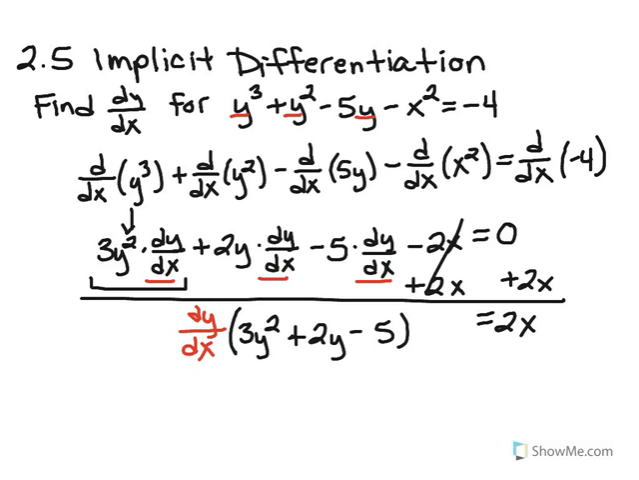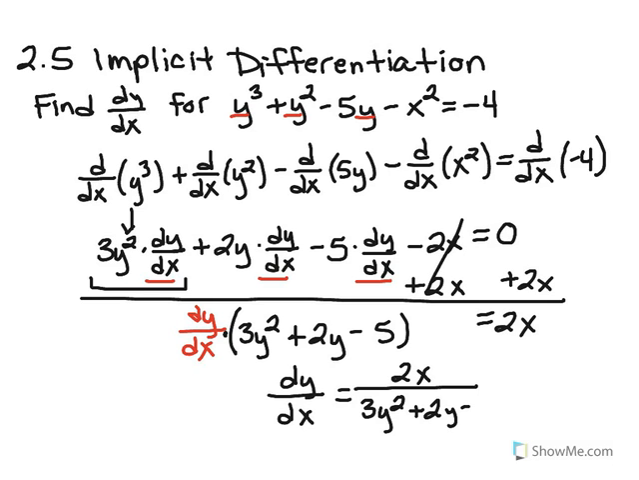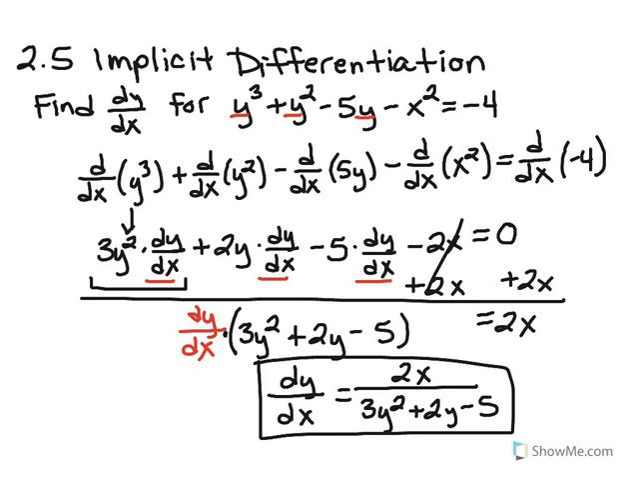Now, there's only one last thing for me to do to solve for dy/dx. dy/dx is being multiplied by this entire expression. So in order to solve for dy/dx, all I have to do is divide both sides by this expression. So that's going to look pretty ugly. It's going to be 2x divided by this whole thing, so 3y squared plus 2y minus 5. And as ugly as that may seem, this is my final answer. This is how implicit differentiation works. And that concludes this tutorial.